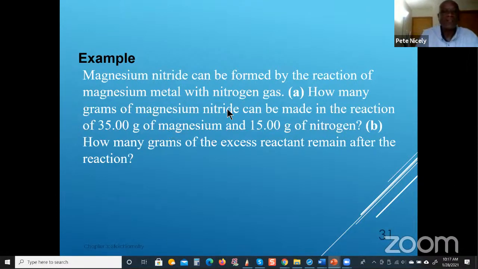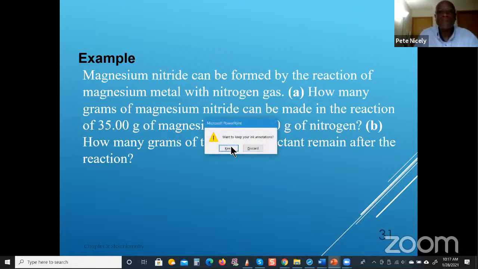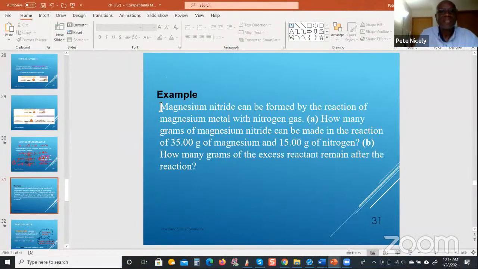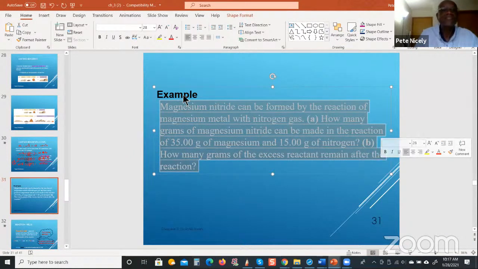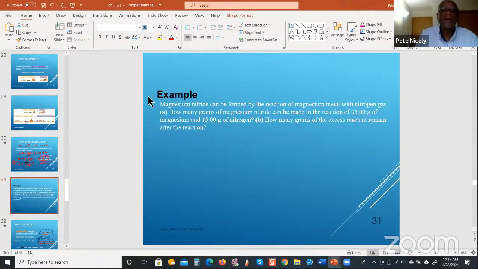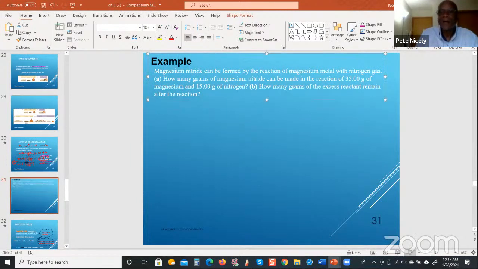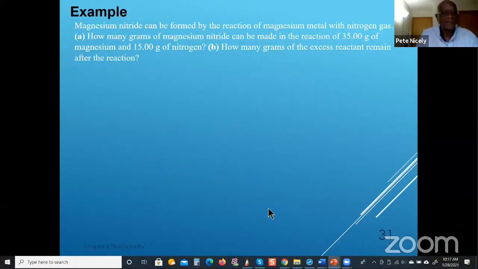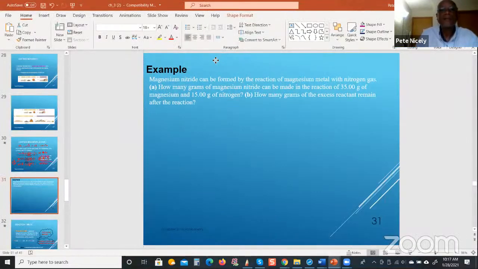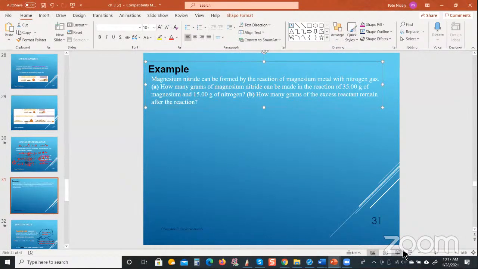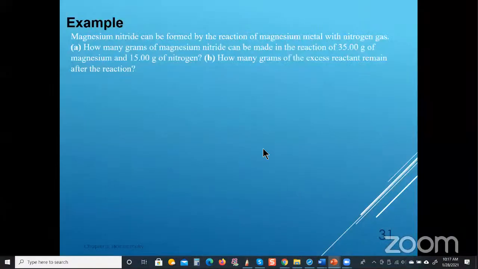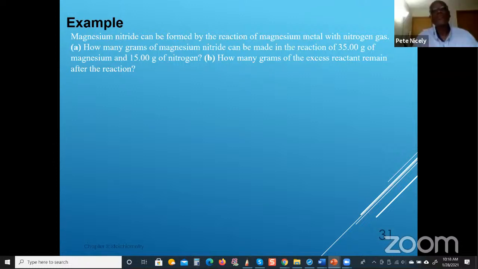Okay, folks, I'm back. So what would be the very first step in order to solve this problem? I'm going to make this smaller so I have more space to write. Figuring out how many grams of magnesium and nitrogen it takes to make 1 gram of magnesium nitride. Nope, that's not the first step.